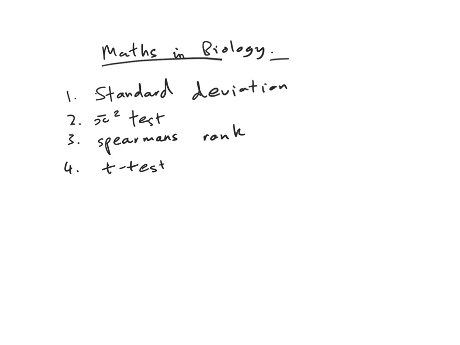Today we'll be looking at maths and biology. So we'll be looking at the following four tests: standard deviation, the chi-square test, Spearman's rank, and t-test. I'll go through each one individually, what they're used for, how we calculate them.